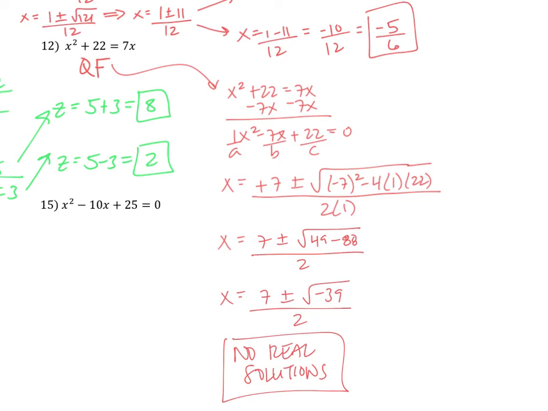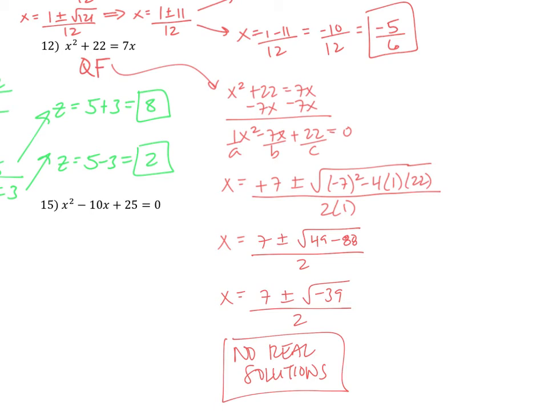All right, I scooted on over to number 12 to show my work right here. As you can see, we end up with a negative number under our square root. And right now, what we know of our real number system is we cannot have negatives under the square root. So we know that there are no real solutions possible.